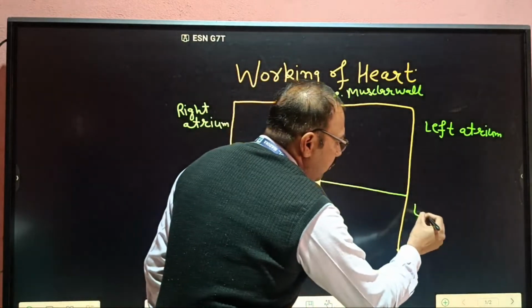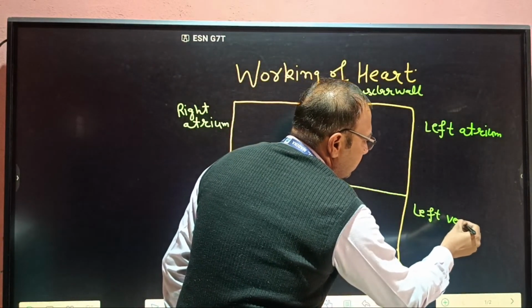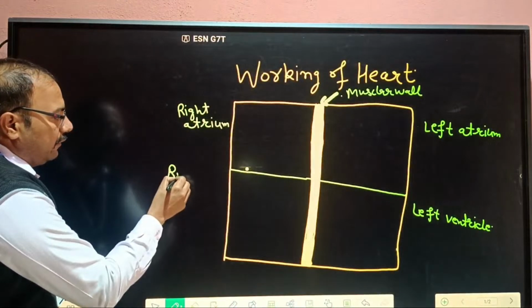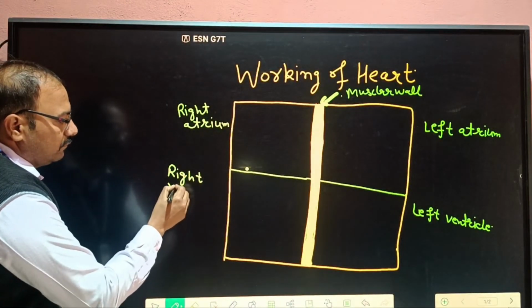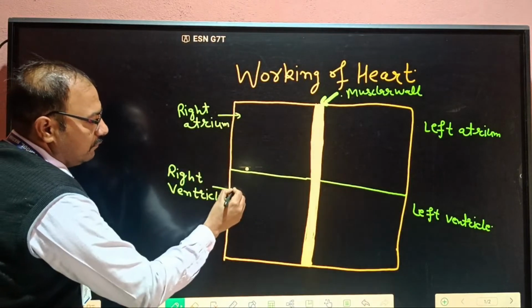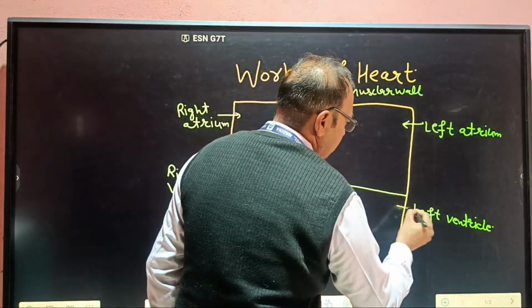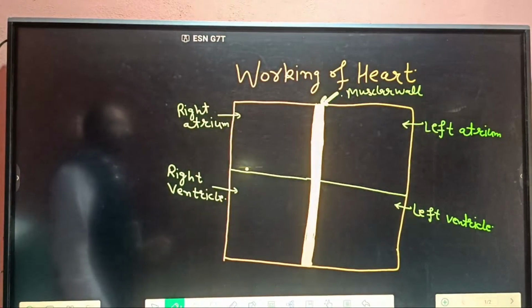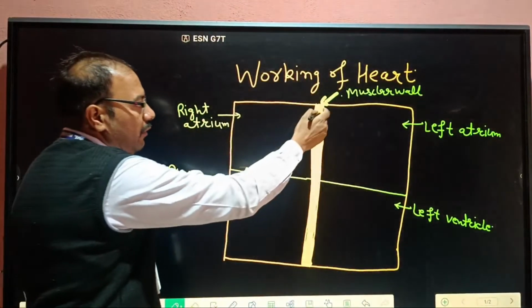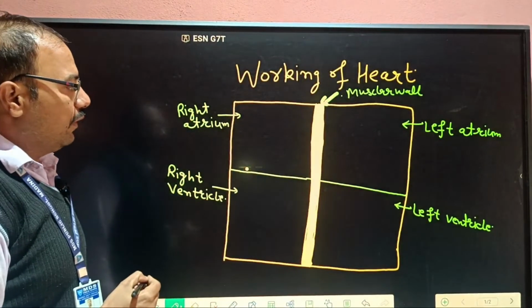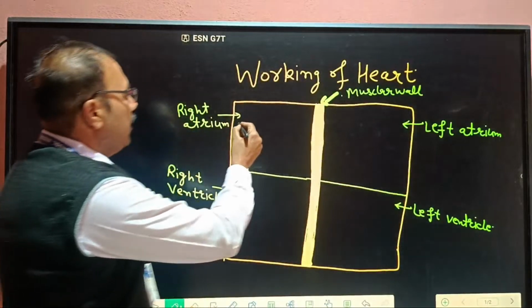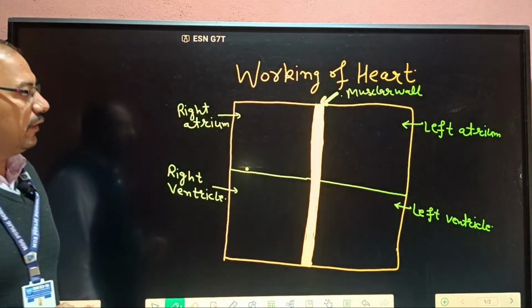And this is known as the left ventricle, and this is known as the right ventricle. So how many chambers are contained by the heart? They contain four chambers, and these four chambers are separated by a muscular wall, known as the septum. So first, this is the left atrium, this is the left ventricle, this is the right atrium, and this is the right ventricle.